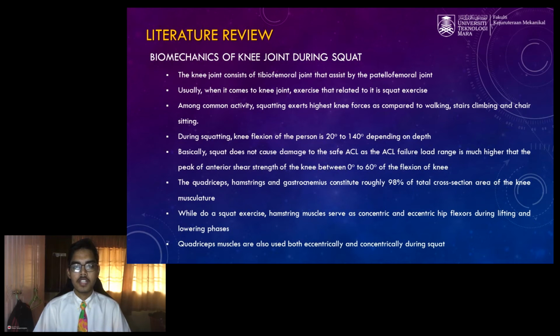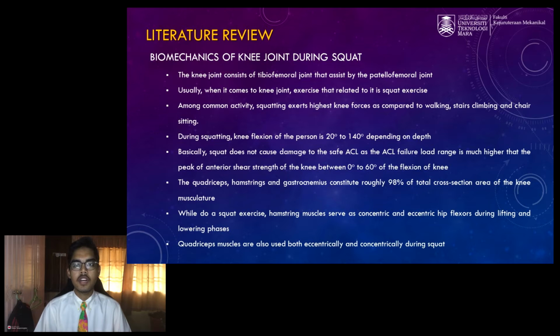Next point is biomechanics of knee joint during squat. Knee joint consists of the tibiofemoral joint that is assisted by the patellofemoral joint. Usually, when it comes to the knee joint, the exercise related to it is squat exercise. This is because squatting exerts the highest knee force compared to walking, stair climbing, and chair sitting. During squatting, the knee flexion of the person is 20 to 140 degrees depending on the depth. Basically, squat does not cause damage to the safe ACL as the ACL failure load range is much higher than the peak of the anterior shear strength of the knee between 0 to 60 degrees of knee flexion.